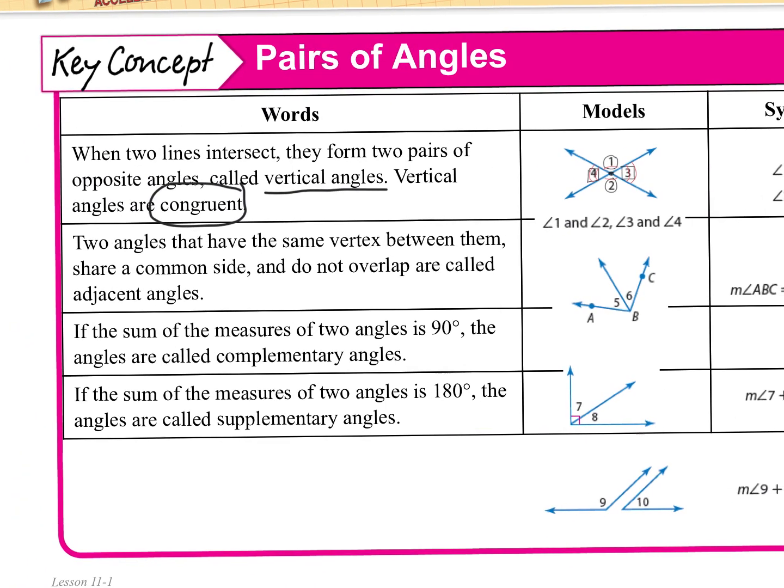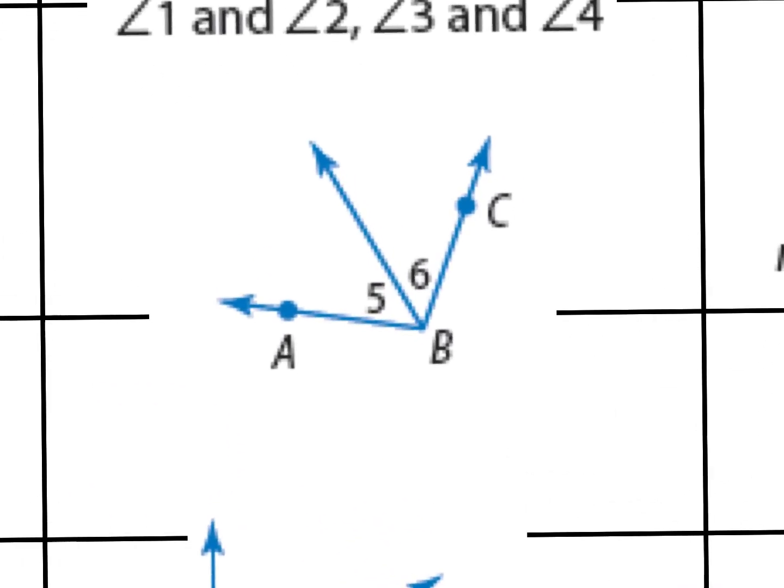Looking at that next section, it says 2 angles that have the same vertex. What does vertex mean? It's where they're at, right? Where's the vertex right here? It's the intersection, right? Where's the vertex if I have an angle that looks like this? The top? Yes. So it has a vertex between them and they share a common side. So underline, those are called adjacent angles. Adjacent means next to or connected.